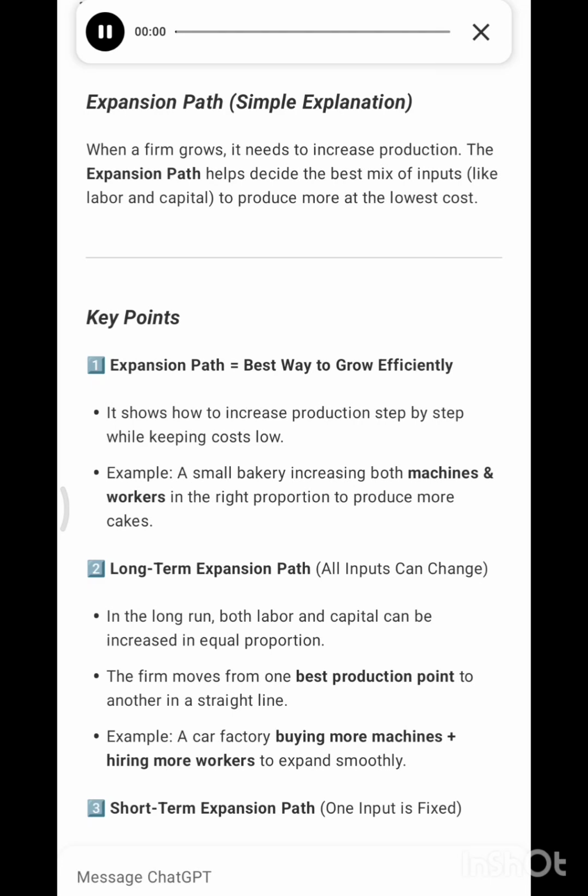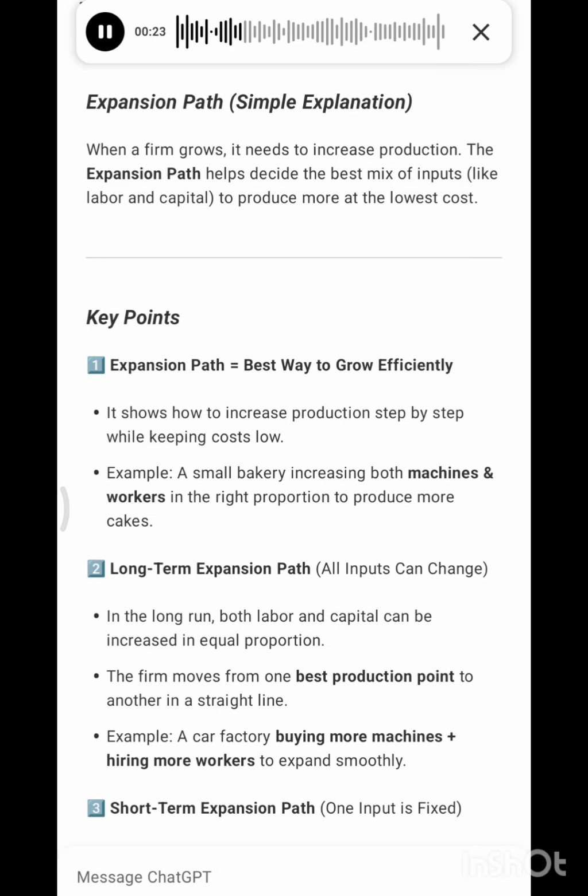Expansion path, simple explanation. When a firm grows, it needs to increase production. The expansion path helps decide the best mix of inputs, like labor and capital, to produce more at the lowest cost. Key points. 1. Expansion path equals best way to grow efficiently. It shows how to increase production step by step while keeping costs low.